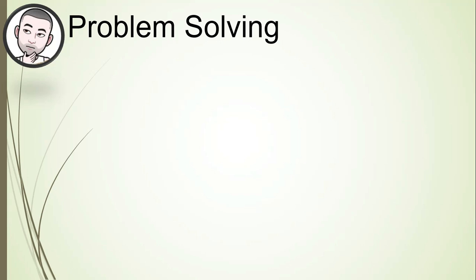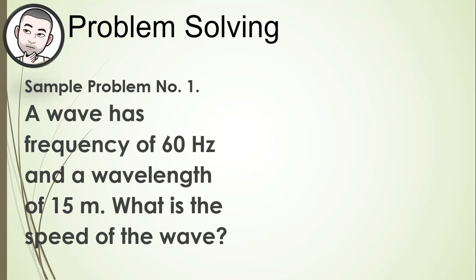Now it is our time to apply the things that we've learned a while ago, like the different equations of wave equation, the units and symbols, and the GESA method. Let's now solve sample problem number 1. A wave has a frequency of 60 Hz and a wavelength of 15 meters. What is the speed of the wave?